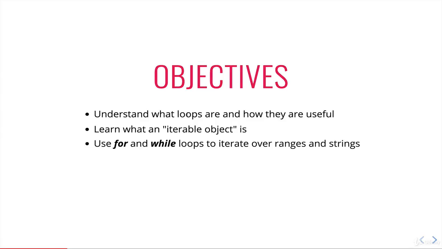Then the two loops we're going to learn are for loops and while loops. And we'll be iterating over ranges and strings in this section. Now, when we learn things like dictionaries and lists, which are coming up, we'll also learn how to loop through those. And then finally, we're going to learn how to control exiting a loop. How do we stop? How do you slam on the emergency brake and quit out if you need to? So those are the objectives for this section.